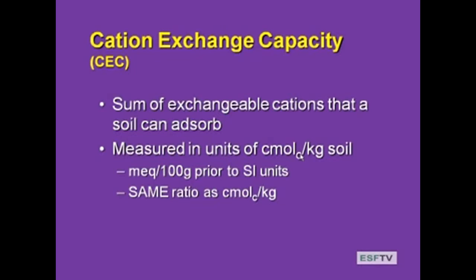In the old days, before the SI units, but still metric, the units were milliequivalents per 100 grams. This ratio of milliequivalents to 100 grams, prior to the days of SI units, is the same ratio as centimoles of charge per kilogram. The same ratio, but make sure when you express it that you use the correct unit, centimoles of charge per kilogram.